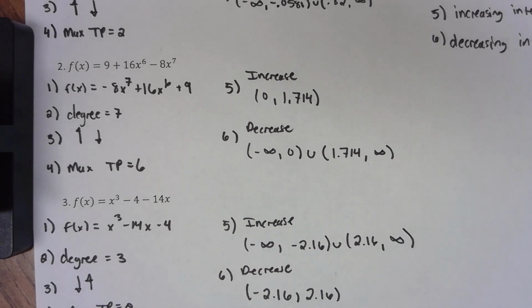Okay, now the intervals. And I will go ahead and pull up the graphs here. So this graph is increasing in the middle, right? So from 0 to 1.714. So it's actually very similar to number 1. And then it's decreasing everywhere else. So decreasing from negative infinity to 0, and then 1.714 to positive infinity.